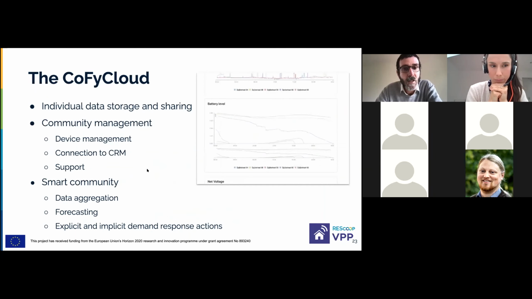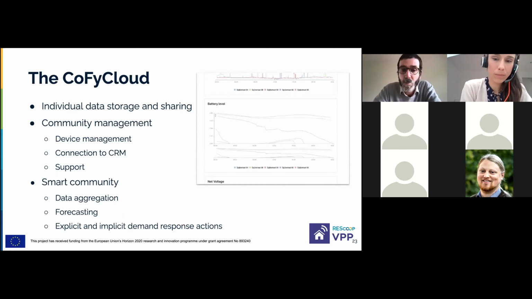The coffee cloud itself is also where the community can have a place for individual data storage, where individual members can decide, GDPR of course, how they can share their data, but also where the community management is taking place, because we are talking about a community selling or renting or bringing these devices to the houses. And that means that the community has to have an eye on the devices in the field, as there has to be some device management.